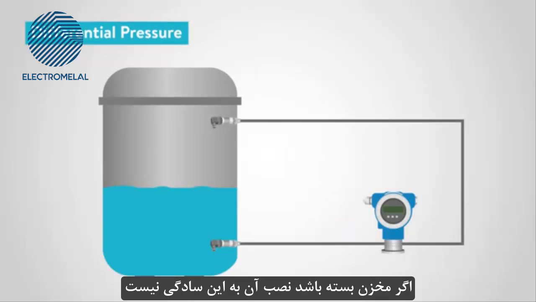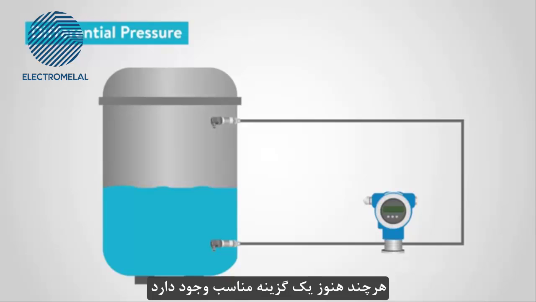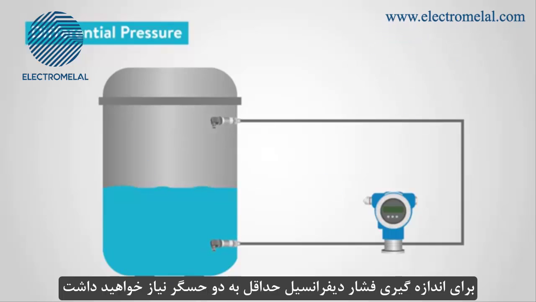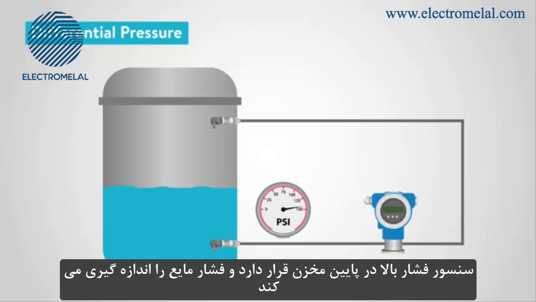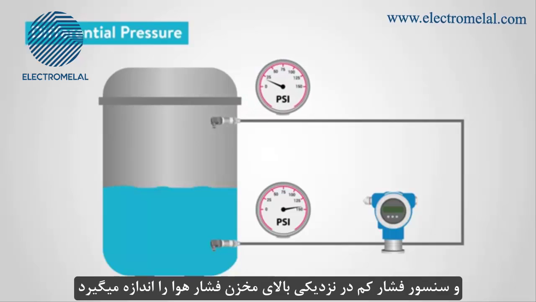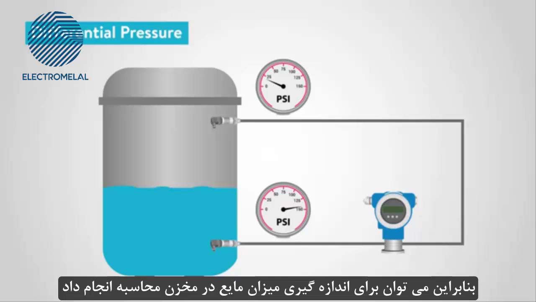If the tank is closed, it isn't as simple of an installation. It is still a viable option though. This will require at least two sensors to measure differential pressure. The high pressure sensor would be located at the bottom of the tank, measuring the liquid pressure, and the low pressure sensor near the top, measuring the air pressure inside. A calculation can then be performed to figure out how much liquid is in the tank.